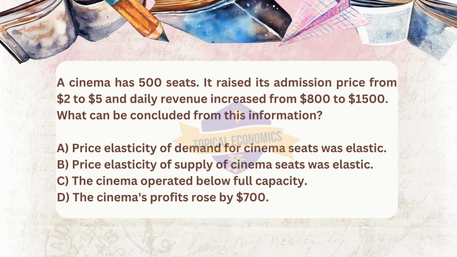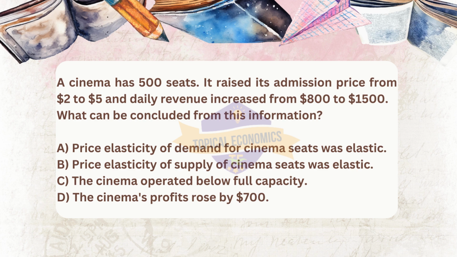The cinema operated below full capacity. The cinema has 500 seats, which would mean a full capacity revenue of, at the original price of $2 per ticket, 500 times 2 is equal to $1,000. At the new price of $5 per ticket, 500 times 5 is equal to $2,500. The reported revenue increase from $800 to $1,500 implies that even after the price rise, they did not sell out all 500 seats. This suggests they operated below full capacity since they could have made up to $2,500 if every seat was filled.